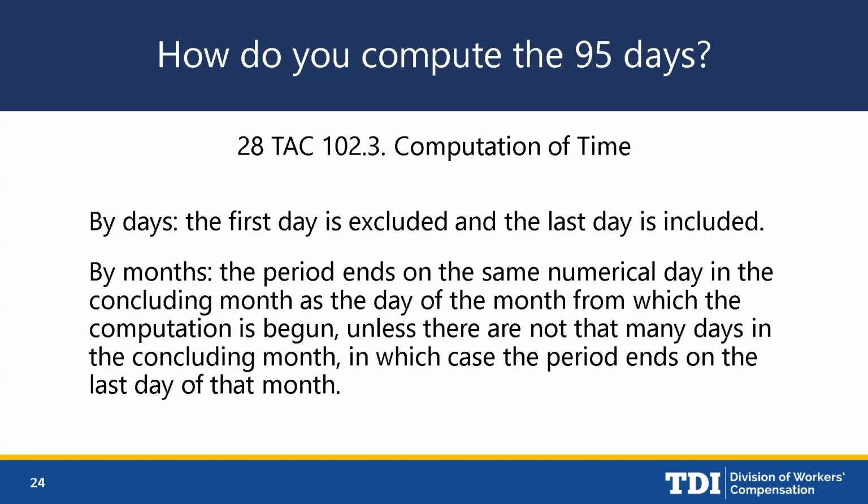If you're counting by months, we'll use the same example. For example, when submitting your bill for reconsideration and the date of service is January 1st, 2024, you'll have 10 months from that date of service to submit the bill, and that period ends on the same numerical day of the 10th month as the day of the month from which you started counting, making your deadline November 1st of 2024.